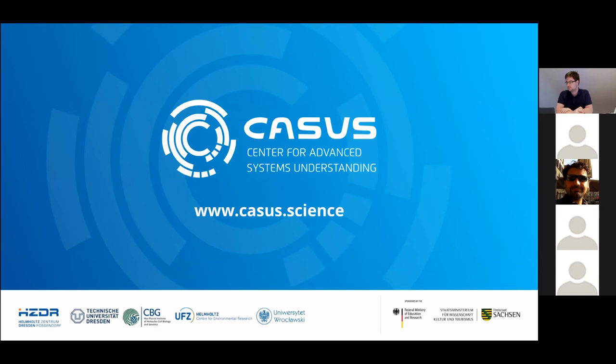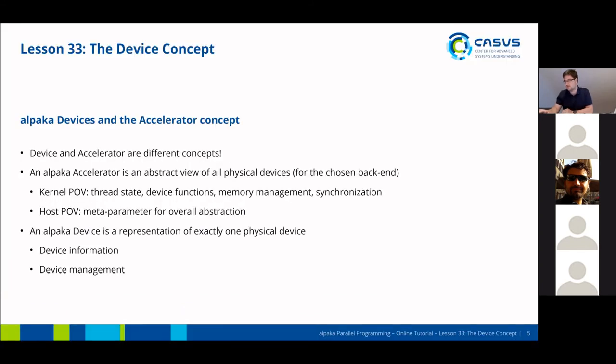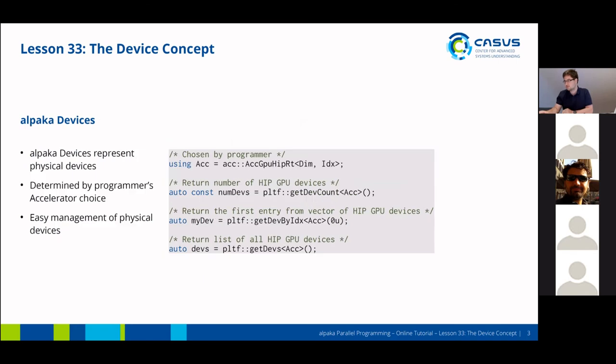Simple one, I think. We have seen before that the accelerator also knows the dimensionality of the problem, like if the kernel is going to have one, two, or three dimensions. The device does not care about that, or does it? Maybe Sergey and René can hop in there. I think it doesn't. Yeah, I also think it doesn't.